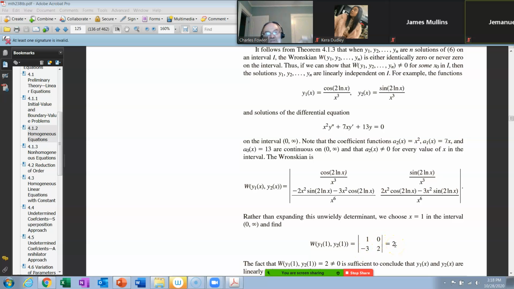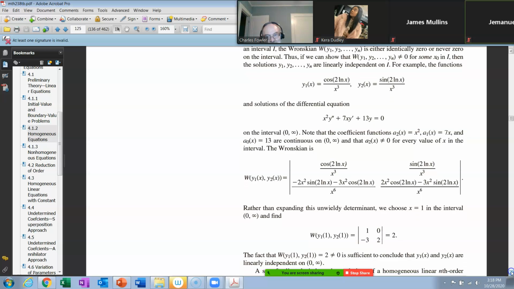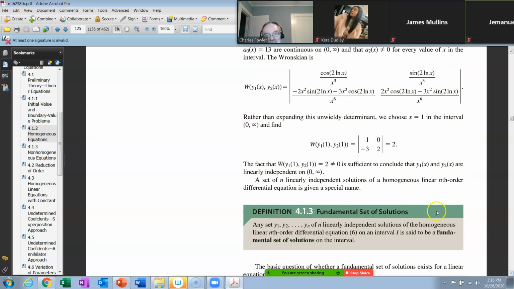As long as that Wronskian is not 0, these are linearly independent. Now, this is a long step from that, but it's a legal step to do. The fact that that is not 0 is sufficient to conclude y1 and y2 are linearly independent on that interval from 0 to infinity. Now, obviously, you can't include 0 in this because you can't take the log of 0. But anything greater than 0, you can take the log of, so that's okay.